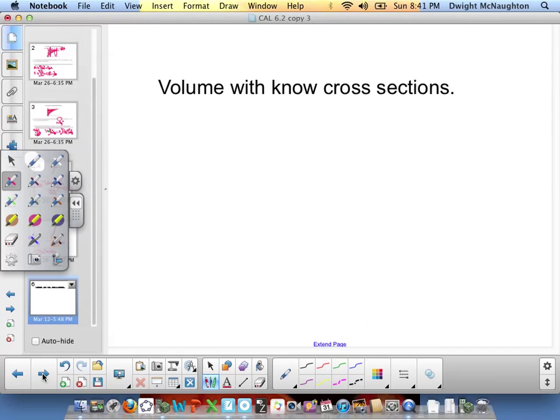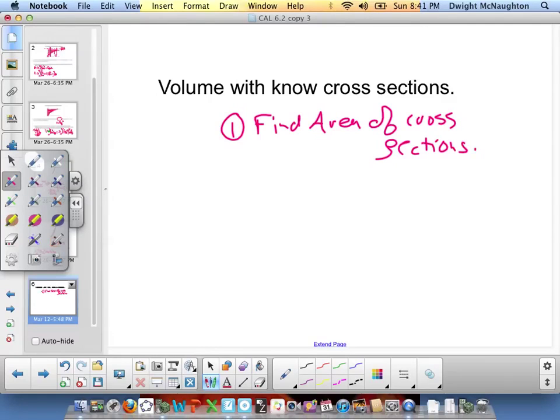So in conclusion, if you're looking for a volume of a shape with known cross-sections, that's where you have an area that you're building upon. What you're going to do is first find the area of the cross-sections, and then add them up. Add up all cross-sections.